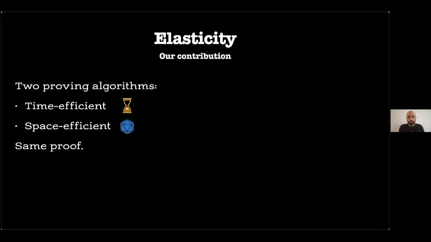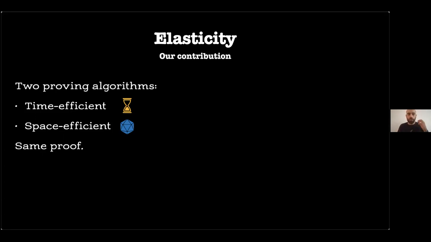So in this work, the main contribution, I think, is this idea of elasticity. We define an elastic proof system to be a proof system where you can run in 2 configurations. One that is time efficient, and we'll see how fast it is, and one that is space efficient. At the end of the execution, the prover outputs the proof. This proof is the same. The verifier can verify this proof and couldn't care less about which configuration the prover has been running on.